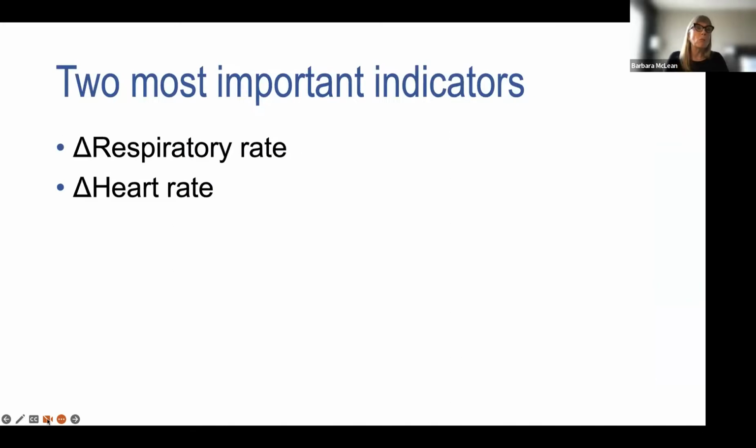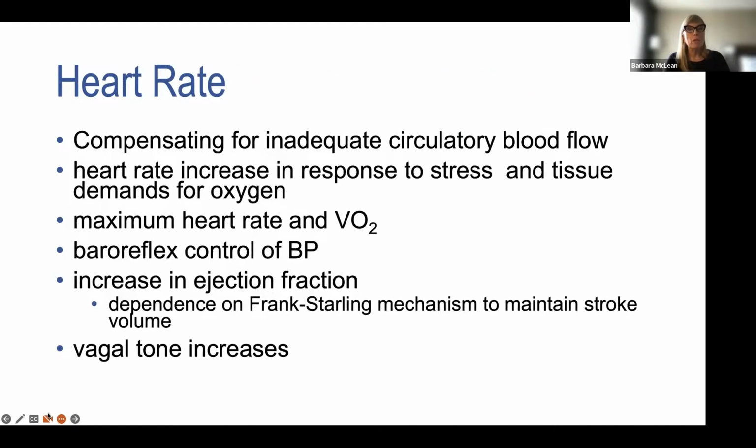So the two most important clinical indicators, remember, I want to add this in. So I've got a normal SvO2, but I have a rapid respiratory rate and a rapid heart rate. Typically what that means is I never delivered oxygen or blood through the capillaries where the tissues could use it, and I have continuous hypoxia at the cellular level.